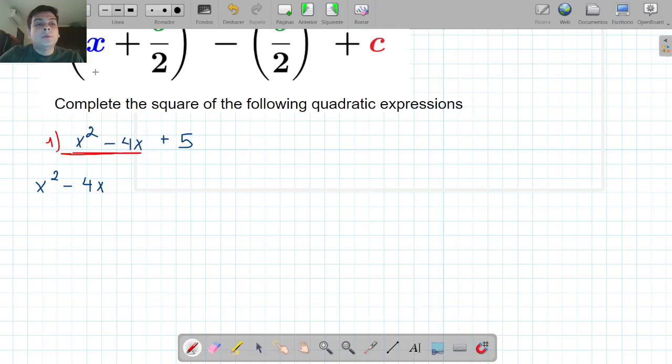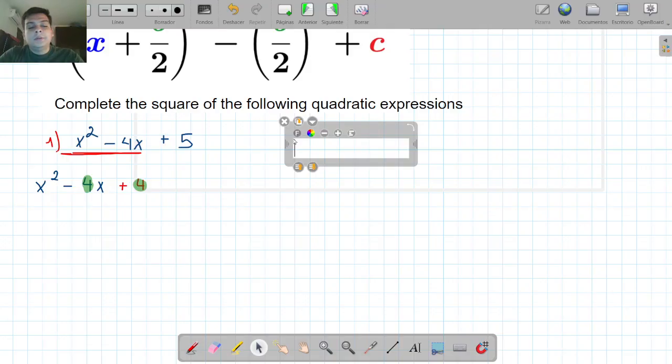Now, we are going to take this number in the middle, 4, and we are going to add it. So we added the 4. Okay, so let me write it step by step. First, add the number in the middle.